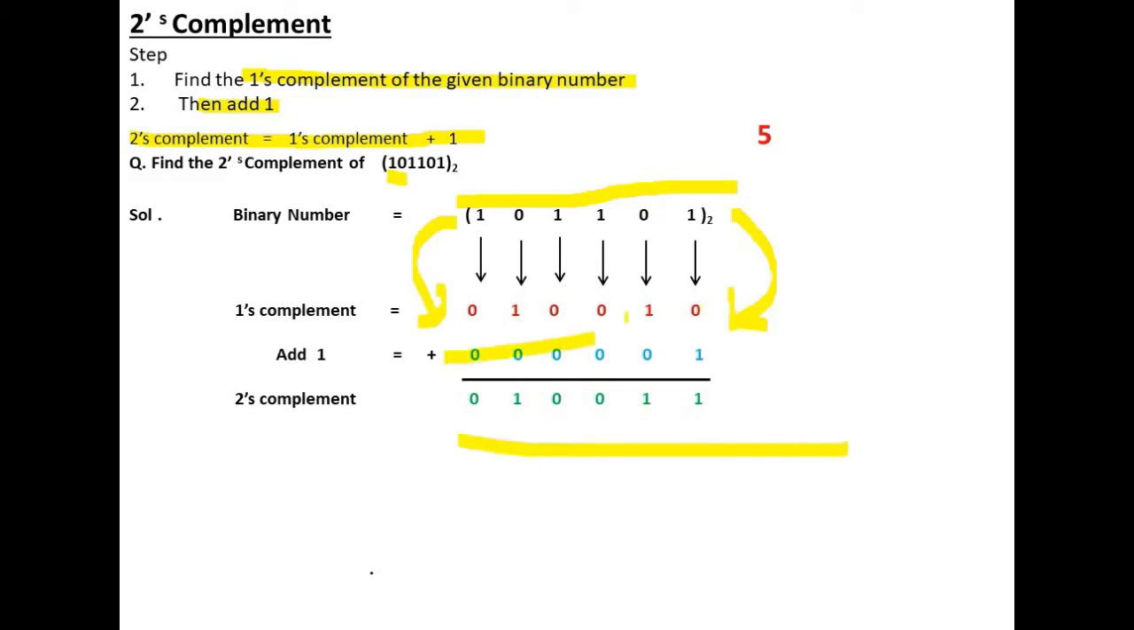So let us add. 0 plus 1 is going to give us 1. 1 plus 0 is 1. 0 plus 0 will be 0. 0 plus 0 will be 0. 1 plus 0 is 1 and 0 plus 0 equals 0. So we have found the twos complement of this binary number as 0, 1, 0, 0, 1 and 1. Here we have seen that first we found the ones complement and then added 1 to get the final result as the twos complement of the binary number.